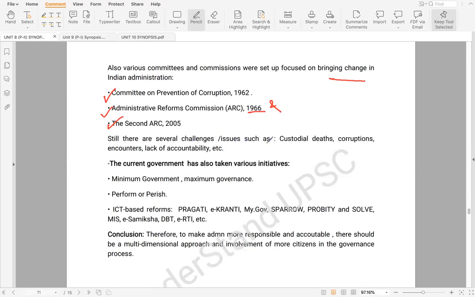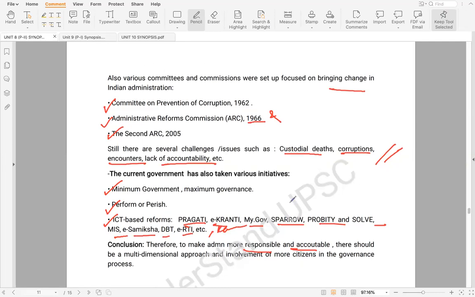Still, there are challenges or issues such as custodial deaths, corruption, encounters, lack of accountability, etc. The current government has also taken various initiatives such as minimum government, maximum governance, and ICT-based reforms such as Pragati, e-Kranti, MyGov, SPARROW, PRAGATI, MIS, Samiksha, DBT, etc. You can also talk about Yogi again. Therefore, to make administration more responsible and accountable, there should be a multi-dimensional approach and involvement of more citizens in the governance process.